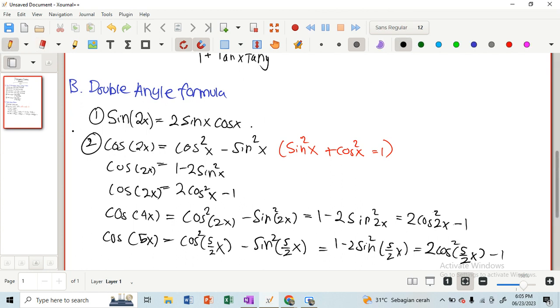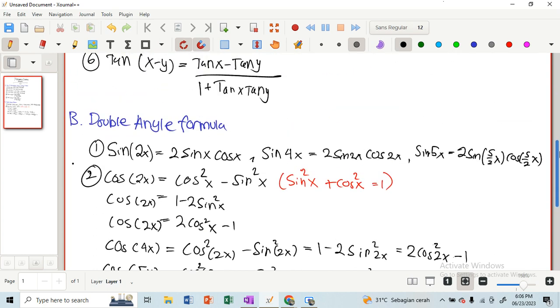So it is also the same for the double angle for the sine. You could expand sine of 4x into 2 sine of 2x cosine of 2x. This is for the 4x. You could also expand the sine of 5x into 2 sine of 5 over 2 x cosine of 5 over 2 x. Right? Okay, I think it's clear.